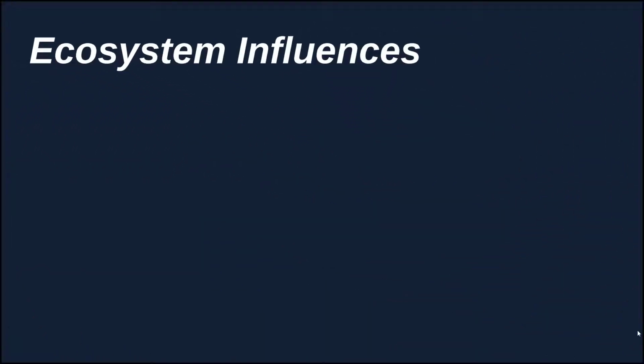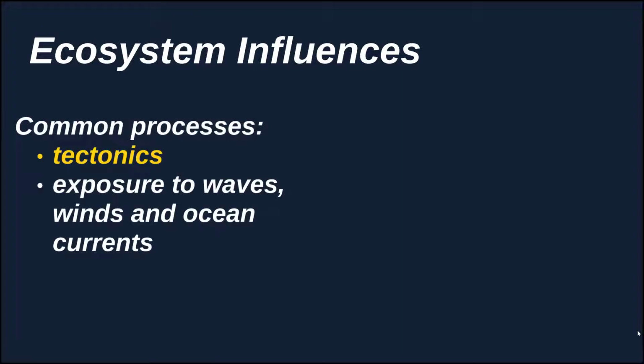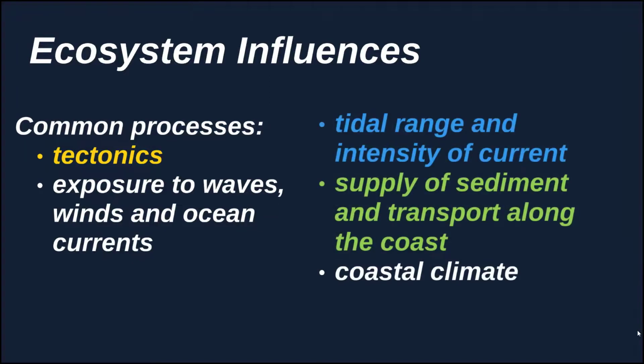So first off, it's important to note that ecosystems can be influenced and thus have various and differing characteristics due to several different influences. There are some common processes such as tectonics, or interactions with the plates that create our Earth's crust, as well as exposure to waves, winds, and ocean currents that can have an impact on all of these different habitats or ecosystems. And independently, they can have influences due to tidal range and the intensity of a current, the supply of sediment and transport along a coast, as well as a coastal climate.